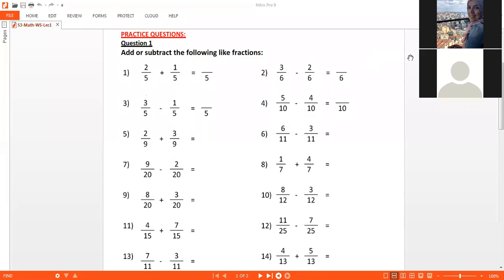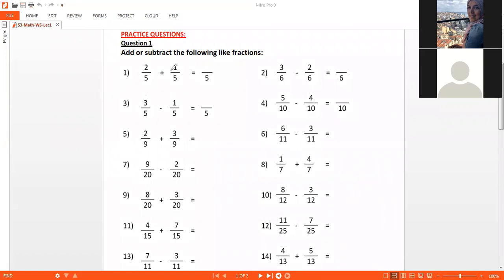Okay, I think I'm going to start. So as I told you, today we are going to solve the worksheet. I want you to put it in front of you, and I'm going to pick you one by one to answer the questions, okay?